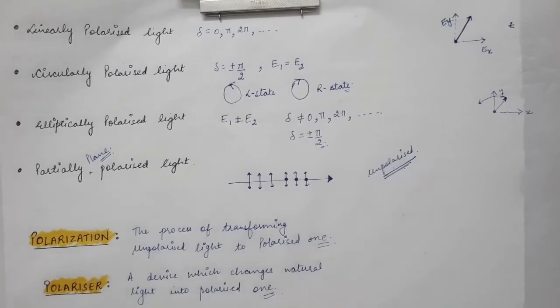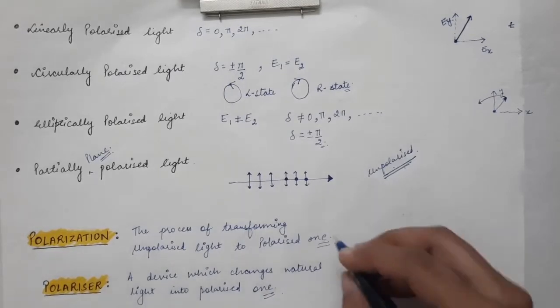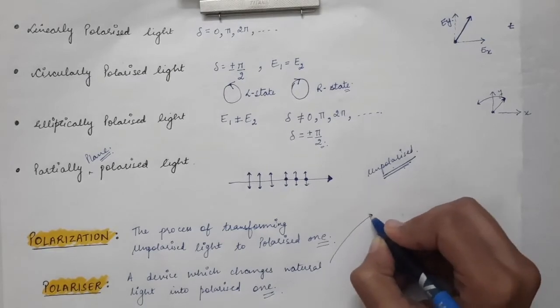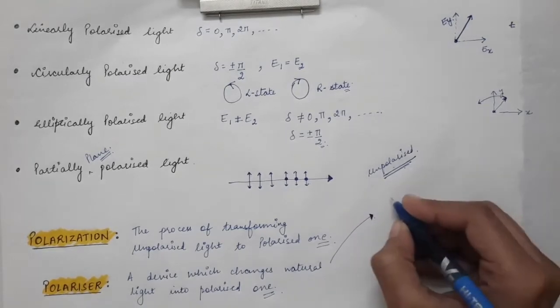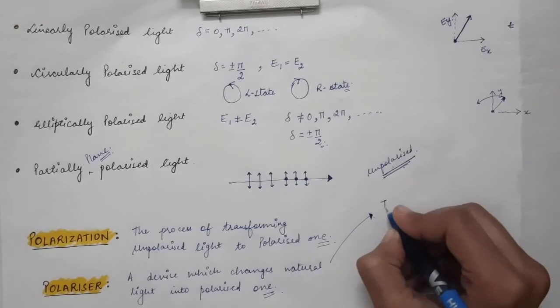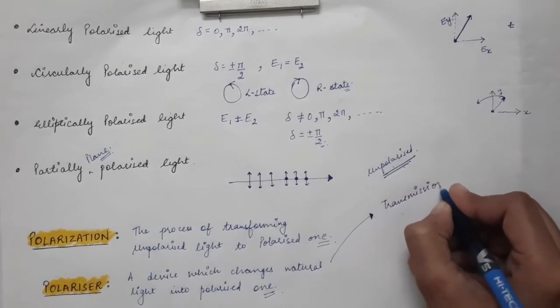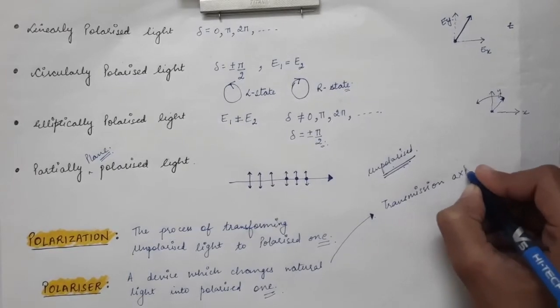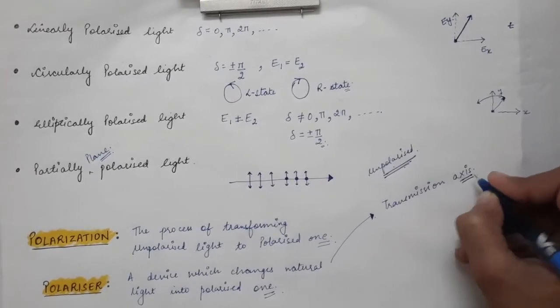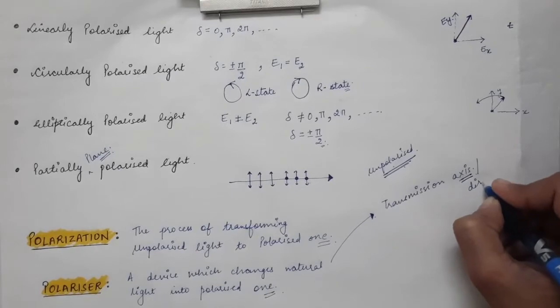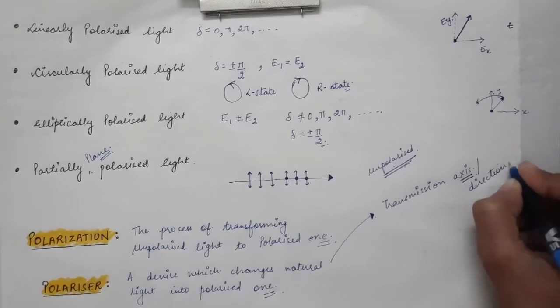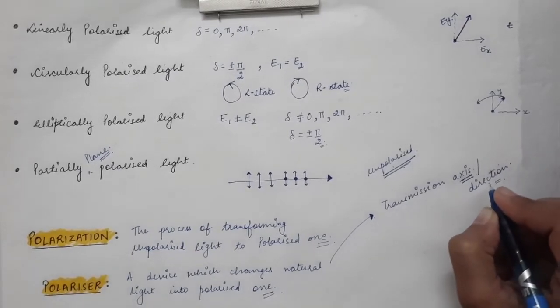So this device that we use to change unpolarized light into polarized light is called a polarizer. And a polarizer has a transmission direction. Every polarizer has a transmission direction, or you can say transmission axis or direction. So what is this transmission axis or direction?